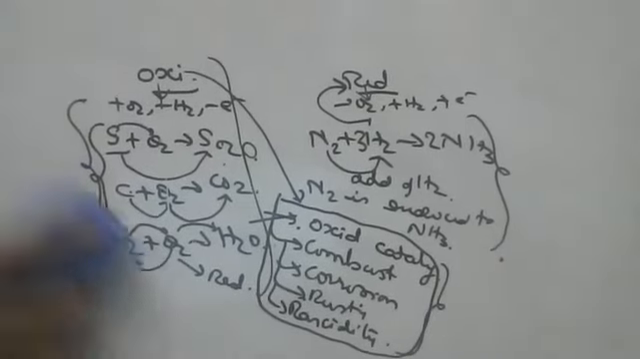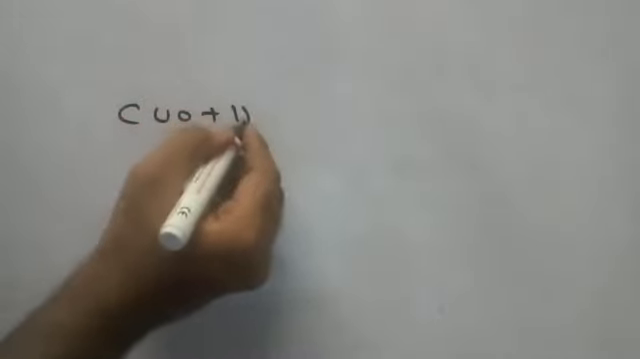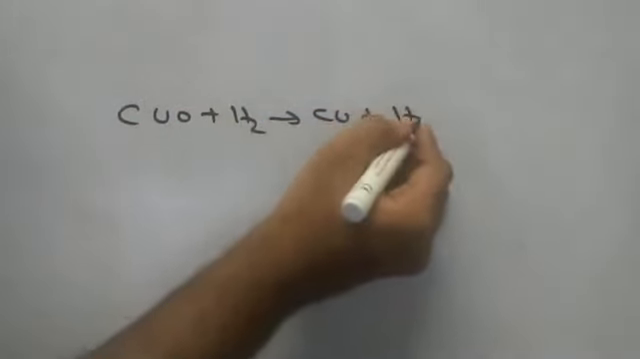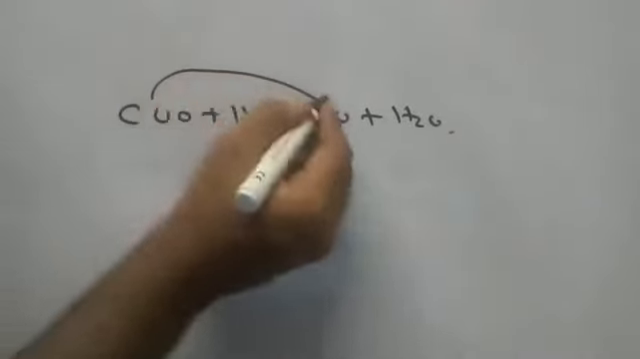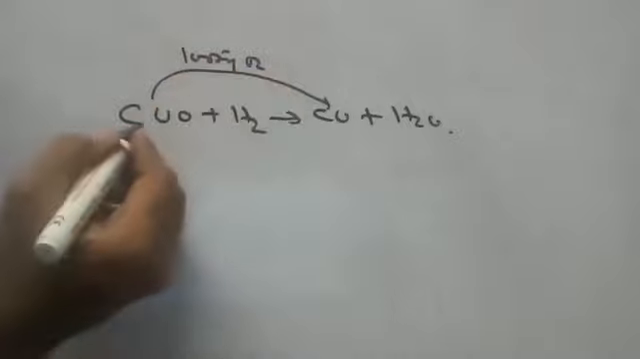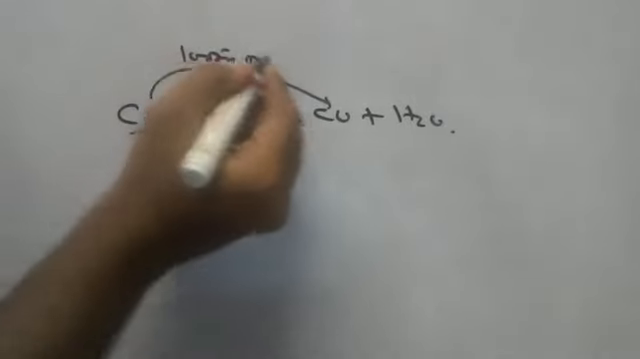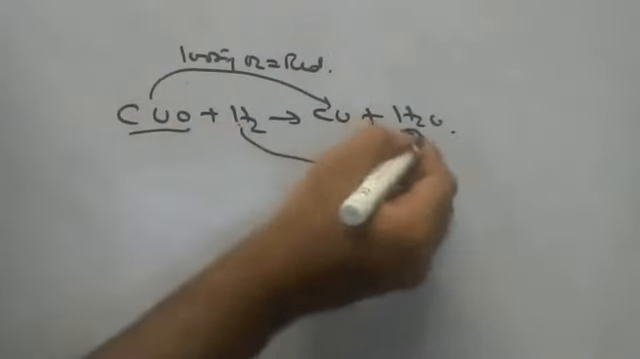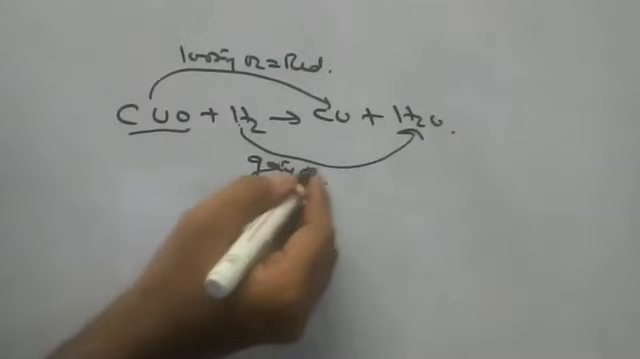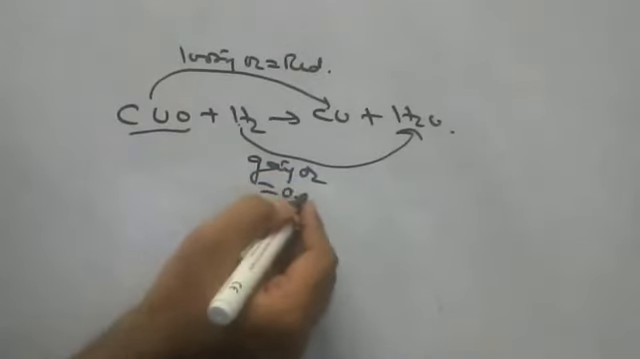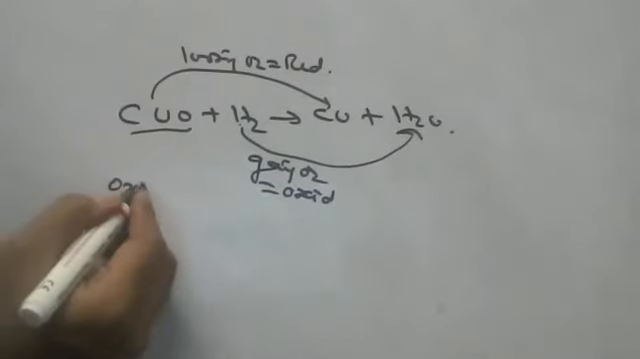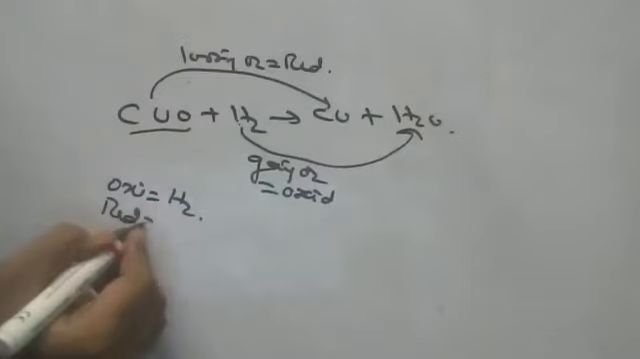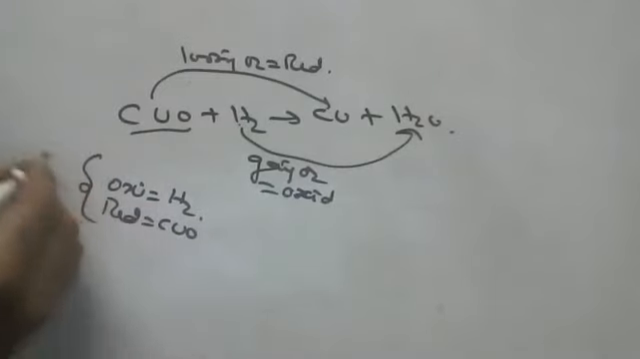Many questions, like suppose one example: CuO plus H2 gives Cu plus H2O. Here, who is losing oxygen? Copper oxide. It is losing oxygen, so it is reduction. And here hydrogen is gaining oxygen, so it is oxidation. So who underwent oxidation? H2. Who underwent reduction? Cu. As both oxidation and reduction are occurring, this is called a redox reaction.